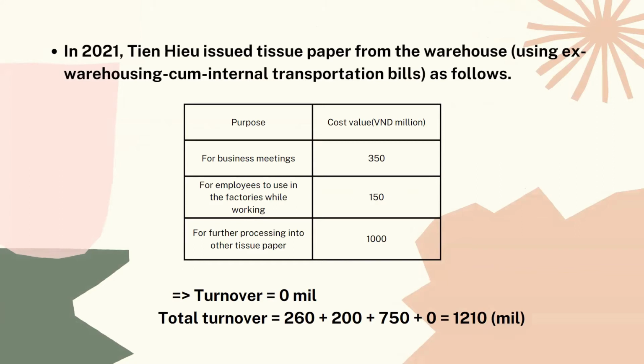As in the next case, we have the table in the slide, and this slide is detailed about internal use. So we have a turnover equal to 0 million, and we also have total turnover equal to 1,210 million.